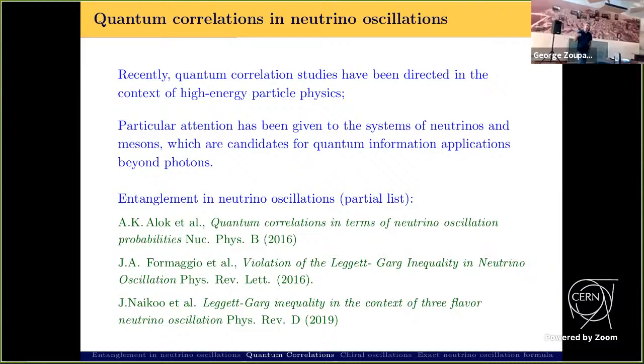This is the analog in the time domain of the Bell inequalities, these inequalities in neutrino oscillation, proving once more that the phenomenon is quantum. We know that this is a really quantum phenomenon, but how much quantum? We have to quantify this.